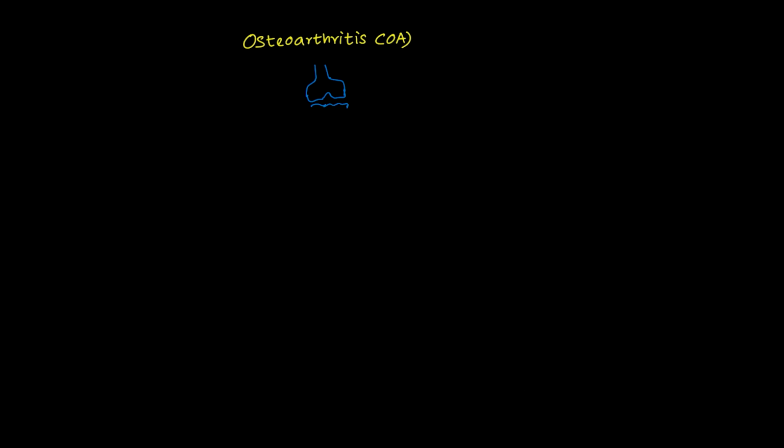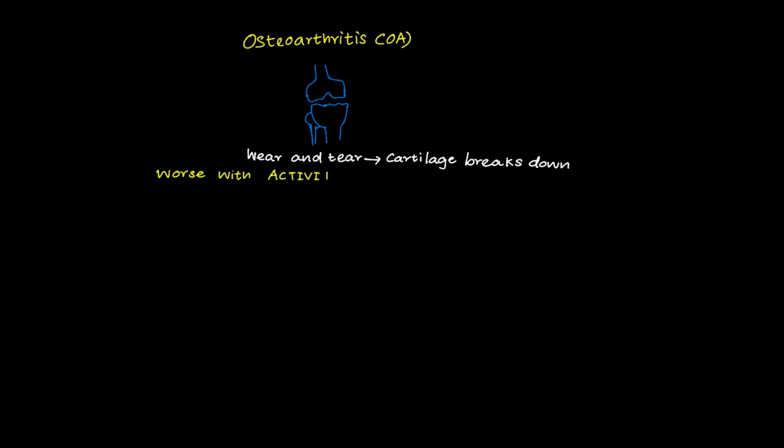Osteoarthritis is the wear and tear form of arthritis. Over years of use, the cartilage cushioning the joint surfaces breaks down. Bone grinds on bone, causing pain and stiffness. The pain characteristically gets worse with activity because movement loads the damaged joint, and gets better with rest because the load is removed. It's typically asymmetric, affecting one joint or one side more than the other, because wear patterns depend on use, prior injuries, and body mechanics.